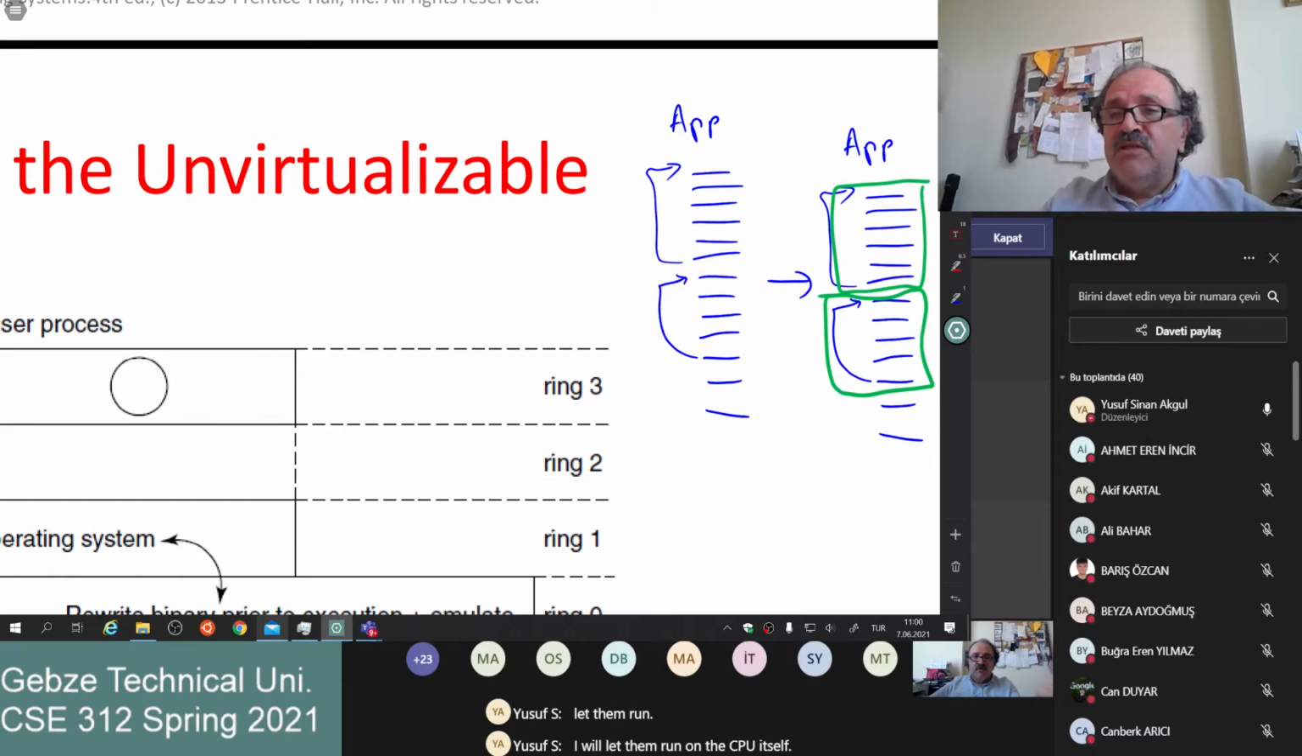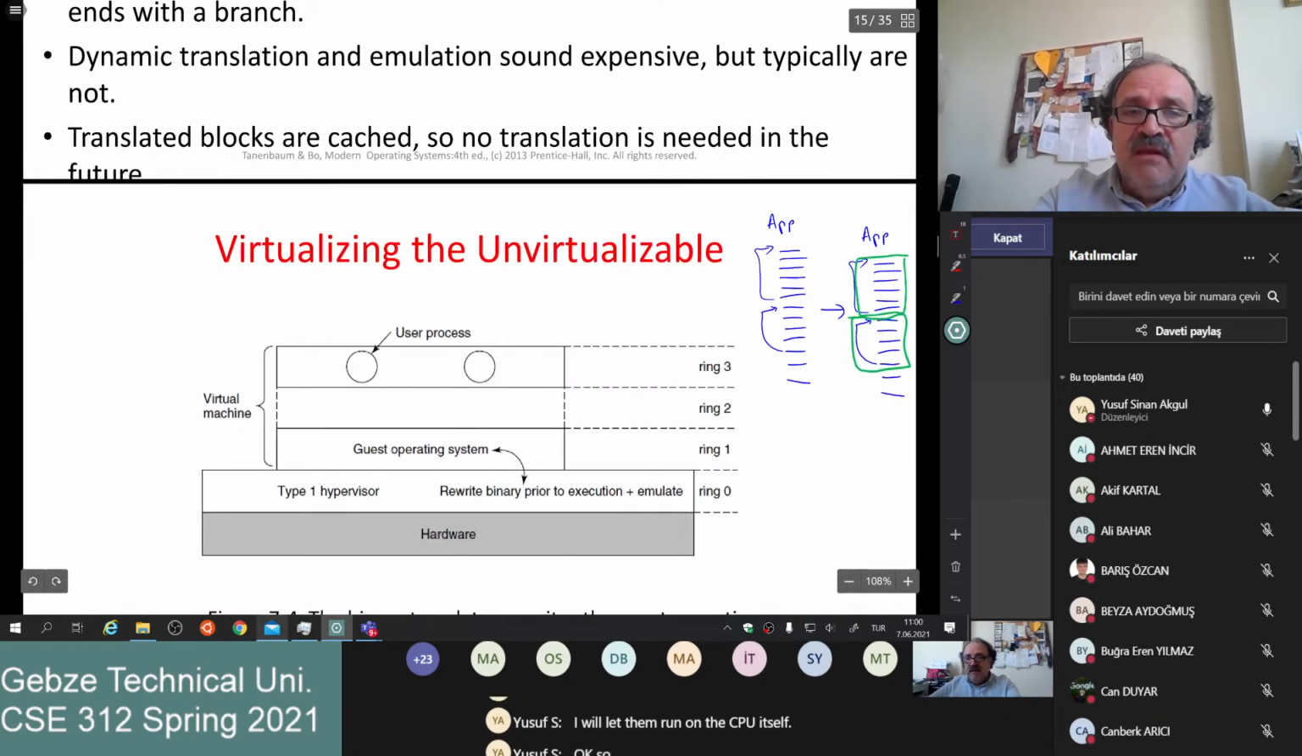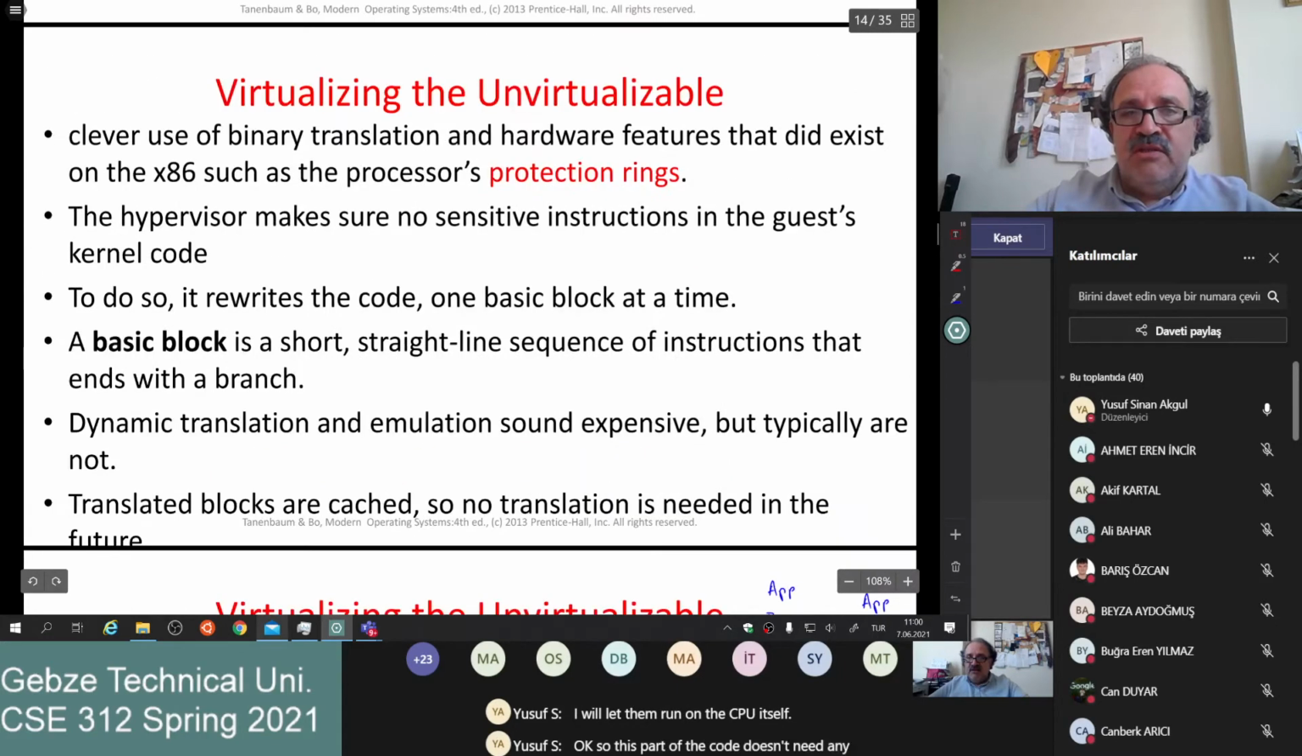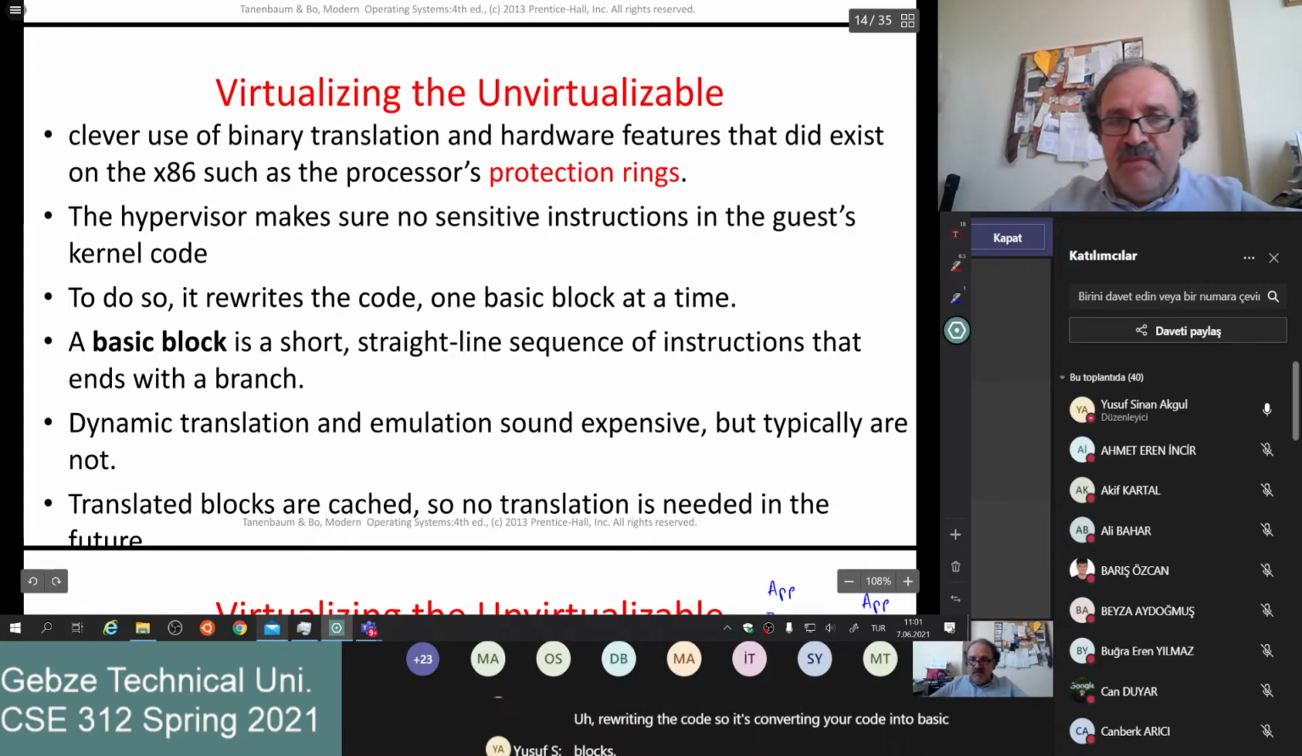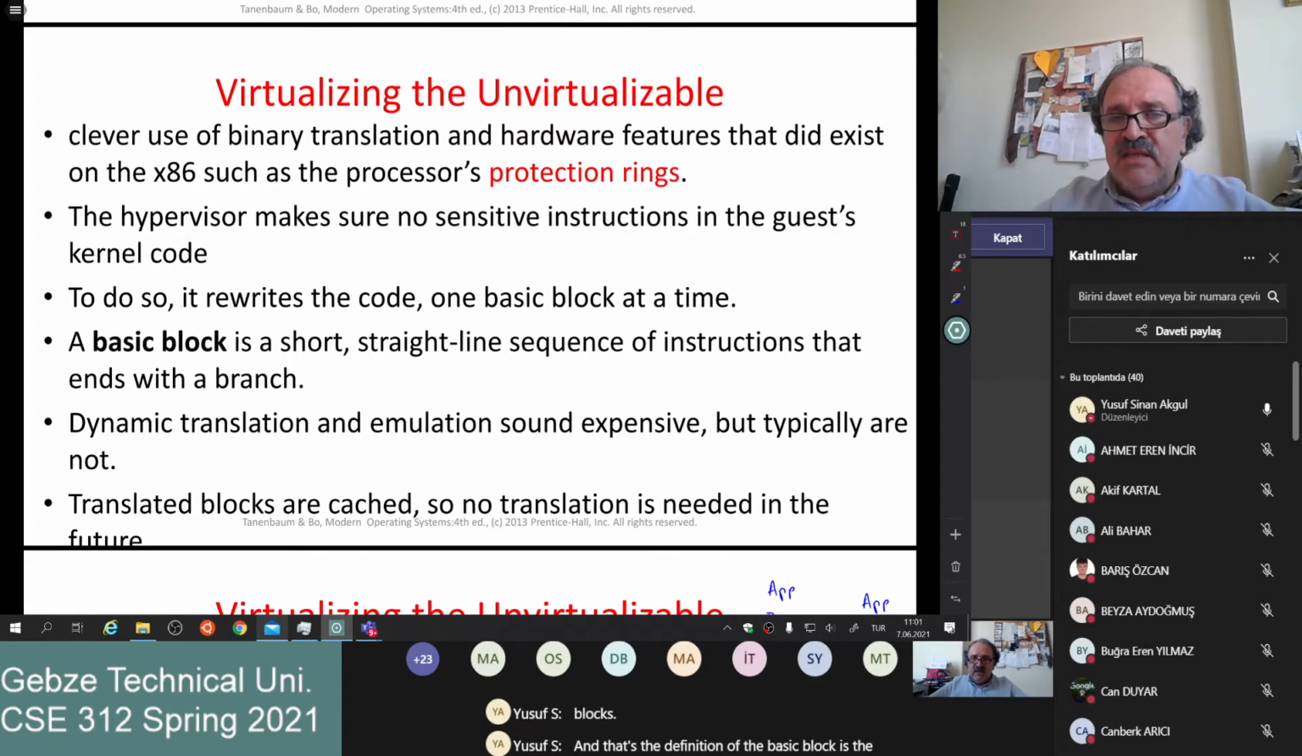Okay, so this part of the code doesn't need any virtualization. This technique is called rewriting the code, converting your code into basic blocks, and that's the definition of the basic block. It's a short straight line sequence of instructions that ends with a branch. This is called dynamic translation and emulation.